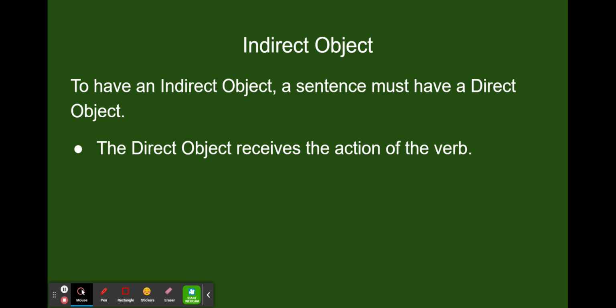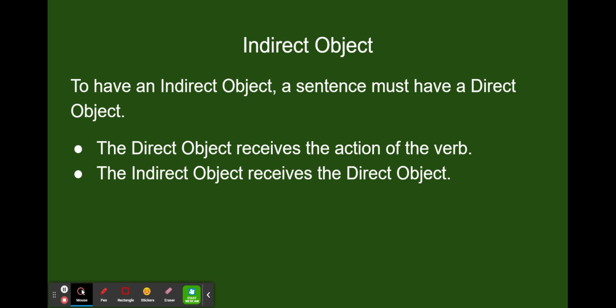The direct object receives the action of the verb. The indirect object receives the direct object. So we would say, what did Ron Swanson throw? Frisbee. Who received the Frisbee? Andy. And so the indirect object receives.